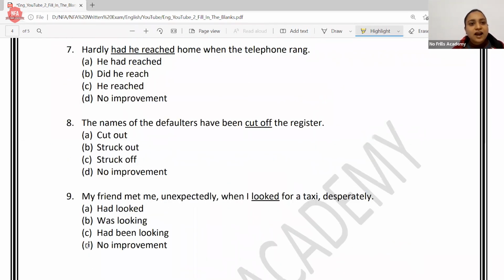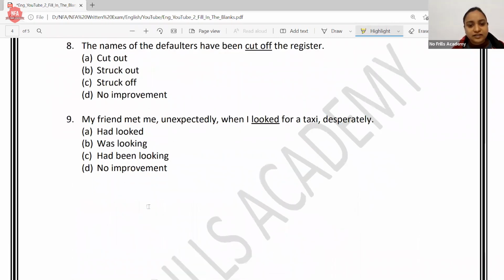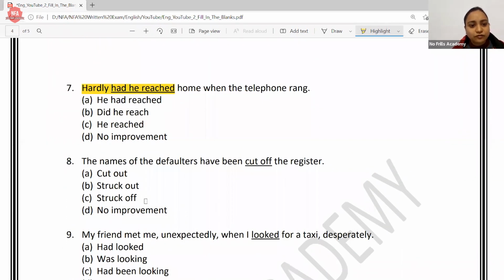Let us go back. Hardly had he reached home when the telephone rang. This is correct. Hardly had he reached. This is the correct usage of hardly. The names of the defaulters have been cut off this register. See, whenever there is registration, there is striking, struck off. 8C. Struck off. The names of the defaulters have been struck off the register. Correct answer is C, struck off.